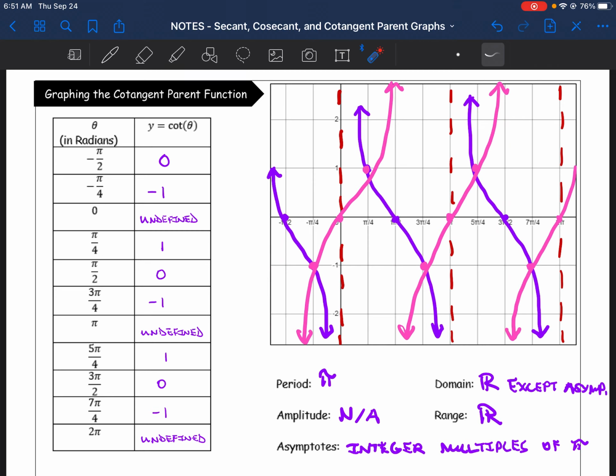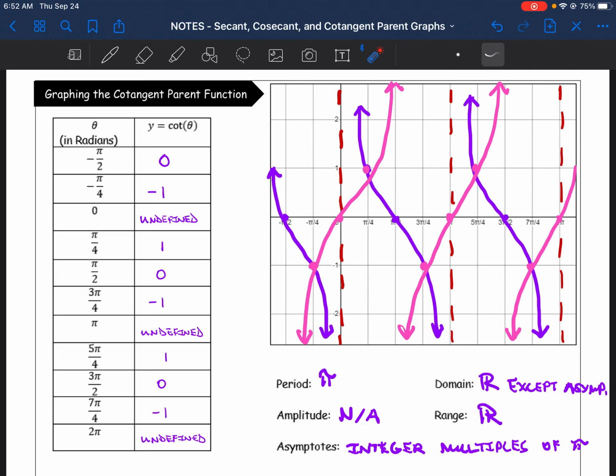So let's talk about some things that we notice. The first thing that I notice is that the x-intercepts of tangent, tangent is in pink, are the asymptotes for cotangent, right? That's one thing I notice. Also, the asymptotes of tangent are the x-intercepts for cotangent. So everywhere we see an x-intercept for cotangent, that's where the asymptotes for tangent would be.